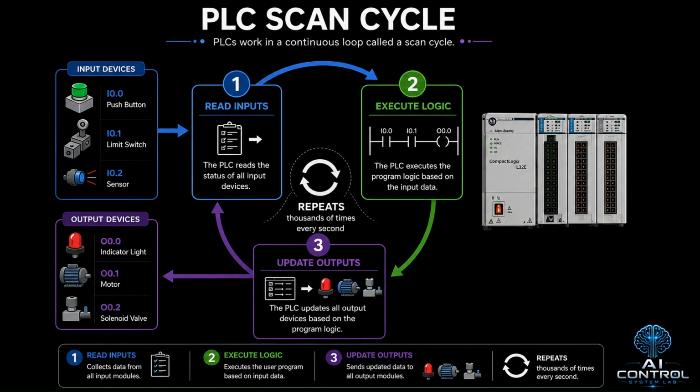PLCs work in a continuous loop called a scan cycle. First, the PLC reads all inputs. Then it executes the program logic. Finally, it updates the outputs. And this process repeats thousands of times every second.